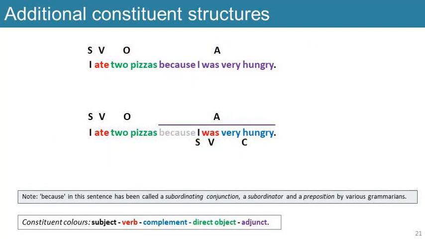One final point before the quiz. If one of the constituents is a finite clause, then it has its own constituent order. Take the SVOA sentence, "I ate 2 pizzas because I was very hungry." The subordinate or dependent clause, "because I was very hungry," is an adjunct in the sentence as a whole. But as a finite clause, it has its own SVC constituent structure.